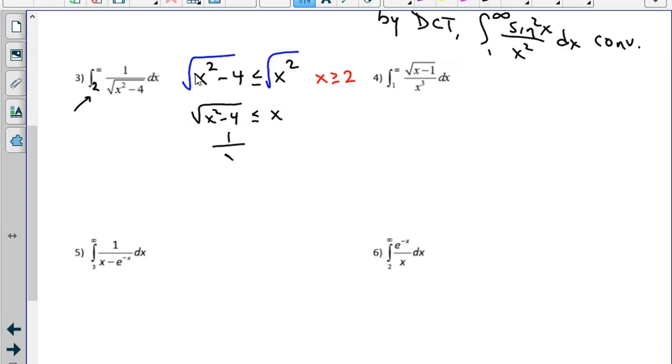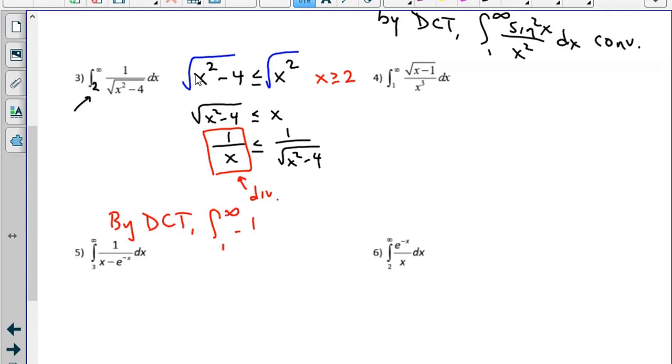And then I can divide through, so 1 over x is less than or equal to 1 over root x squared minus 4. And since all these numbers are positive, I don't really have to worry about anything in terms of changing the sign. Since this diverges by the p-test, and it is smaller than something else, that something else must diverge. So, by the direct comparison test, I know that the integral from 1 to infinity of 1 over root x squared minus 4 dx diverges.